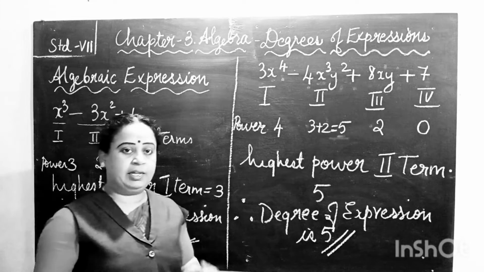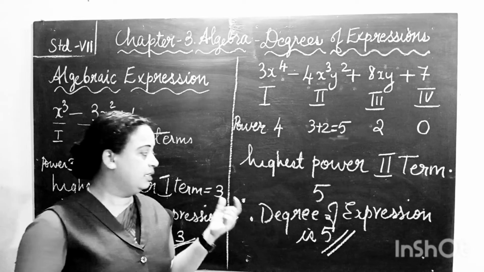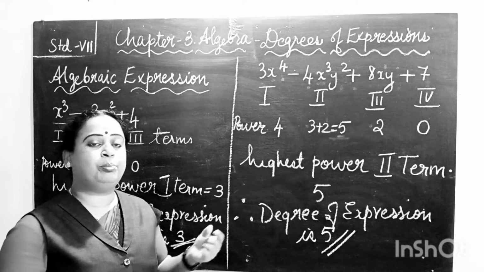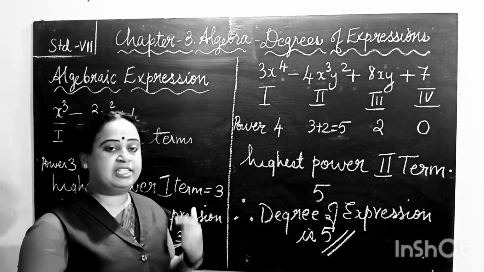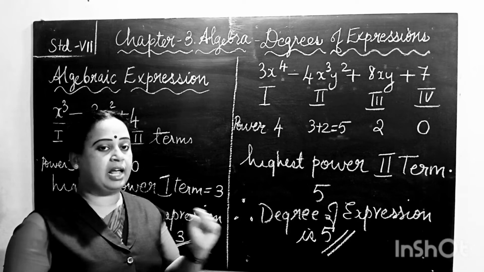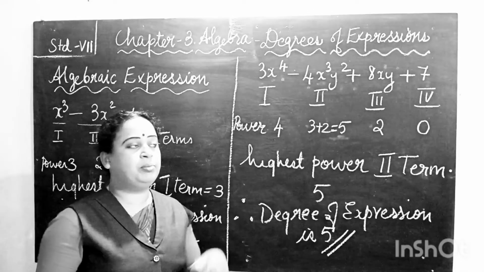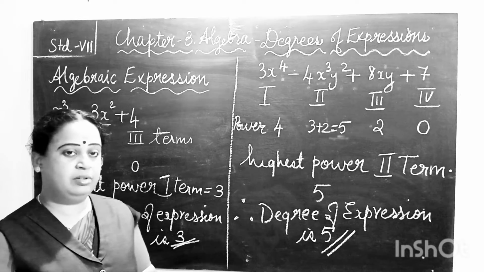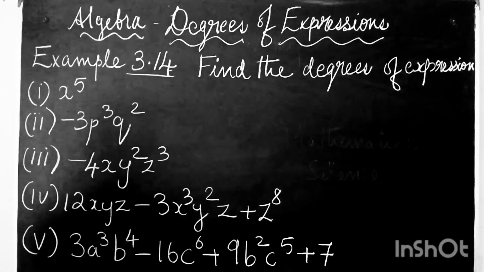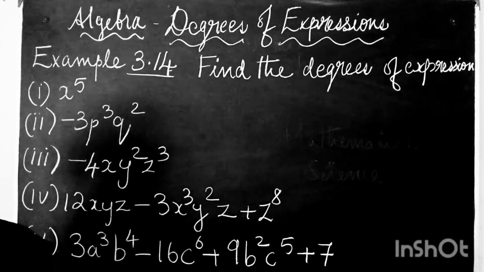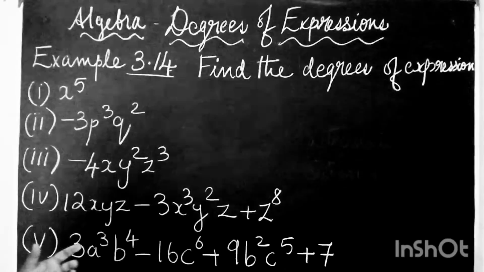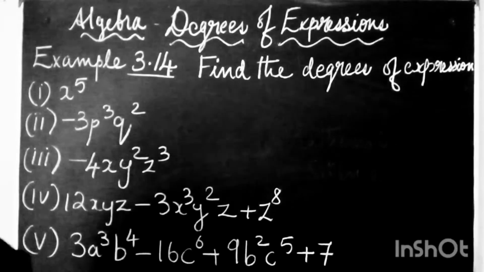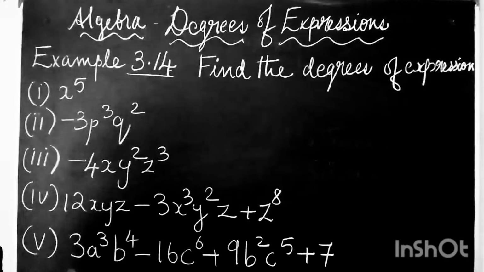Now if the power is 2, then that expression is called a quadratic expression. If the power is 3, then that particular expression is called a cubic expression. If the power is 1, then that particular algebraic expression is called a linear expression. So these we will be studying in the upcoming videos. Fine. Let's try to understand example 3.14. In this example, a few expressions are given, and for these expressions you have to find the degree.